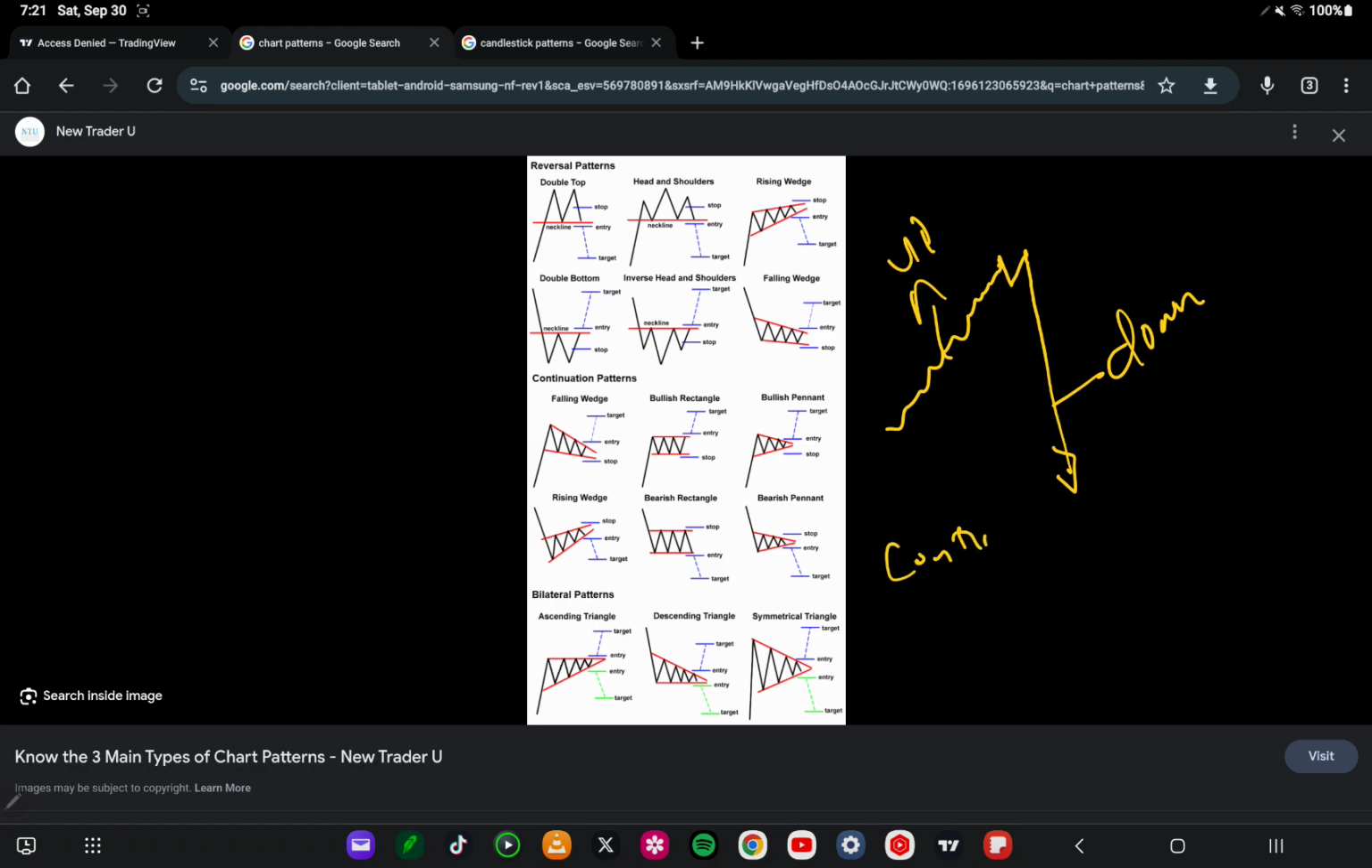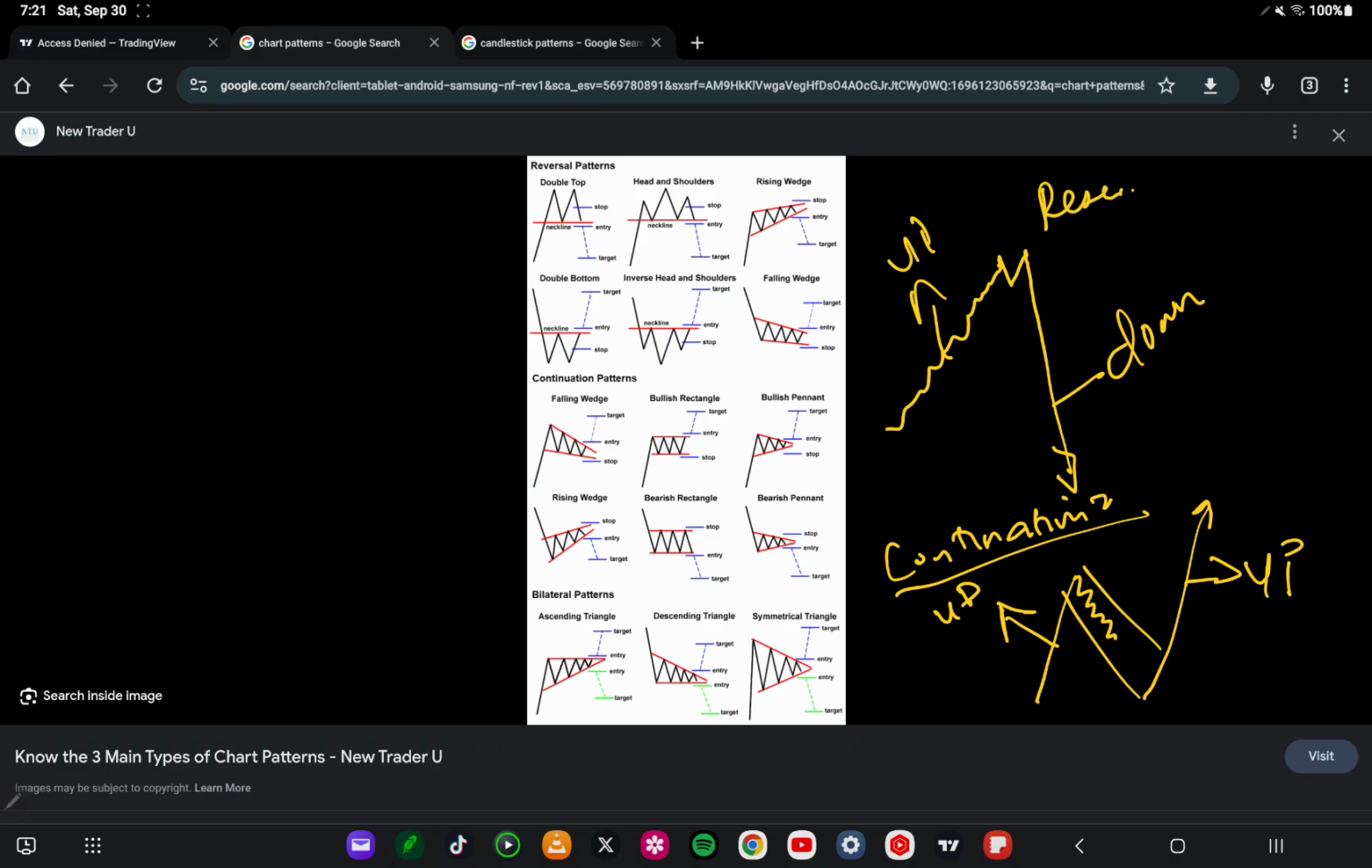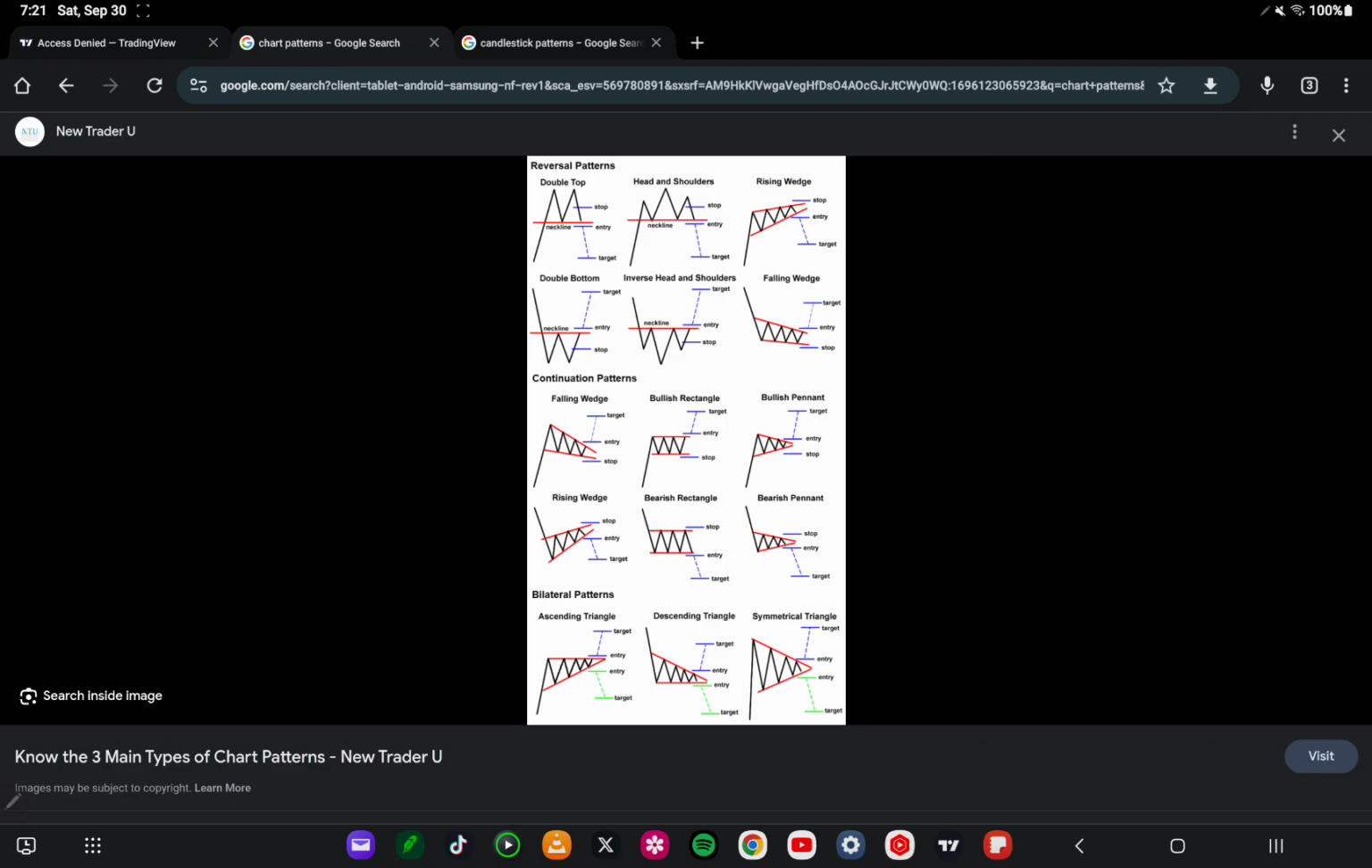A continuation pattern is when it's giving me a pattern that it's going to continue, because our initial trend is an uptrend and it's going to continue as an uptrend. So this is called the continuation pattern and this is the reversal pattern. That is just how it is, but there are different types, right?